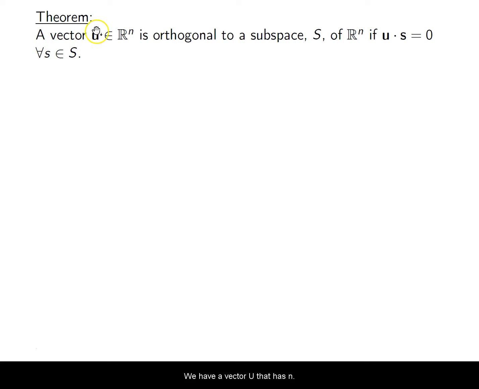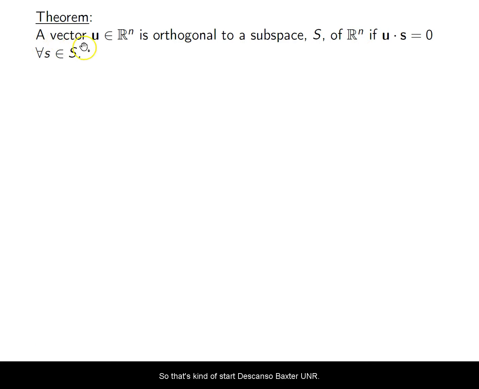Okay, so we have a vector u that has n components, n terms. And let's say that this is orthogonal to a subspace S of Rn. So S is a subspace of Rn. Rn is an n-dimensional space. Maybe this is R2, maybe this is R3, maybe it's R10. Maybe it's a subspace that's not a full vector space, okay?